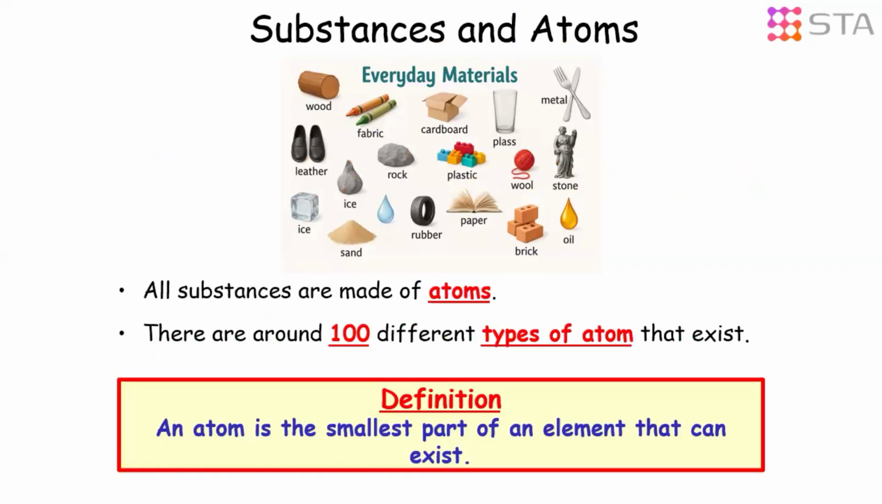Now, substances and atoms. In everyday life, we use a lot of materials, and there's some examples of some of the materials that we use, such as cardboard, glass, plastic, paper, rubber. Now, all substances are made of atoms, and there are around 100 different types of atoms that exist. Here is the first definition that we must learn. An atom is the smallest part of an element that can exist.